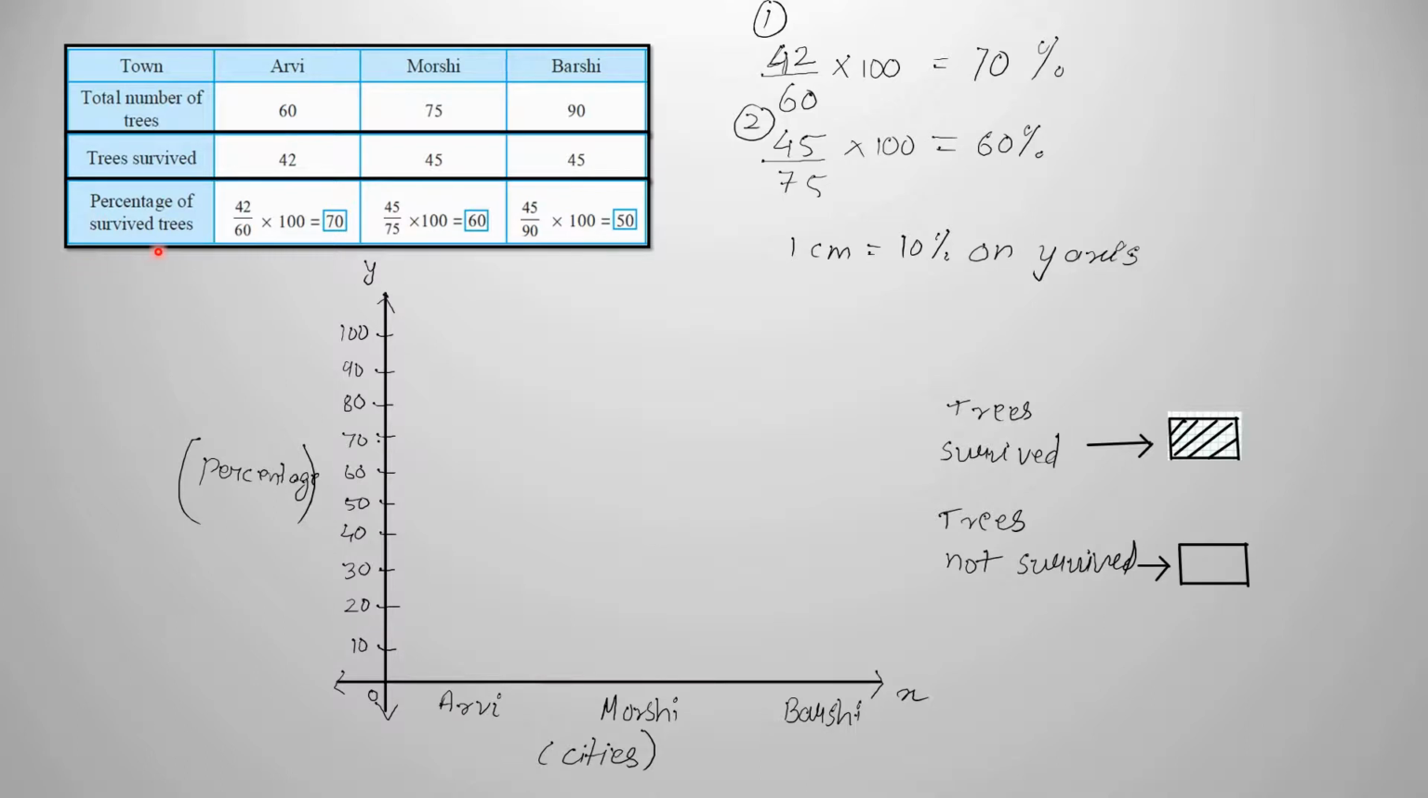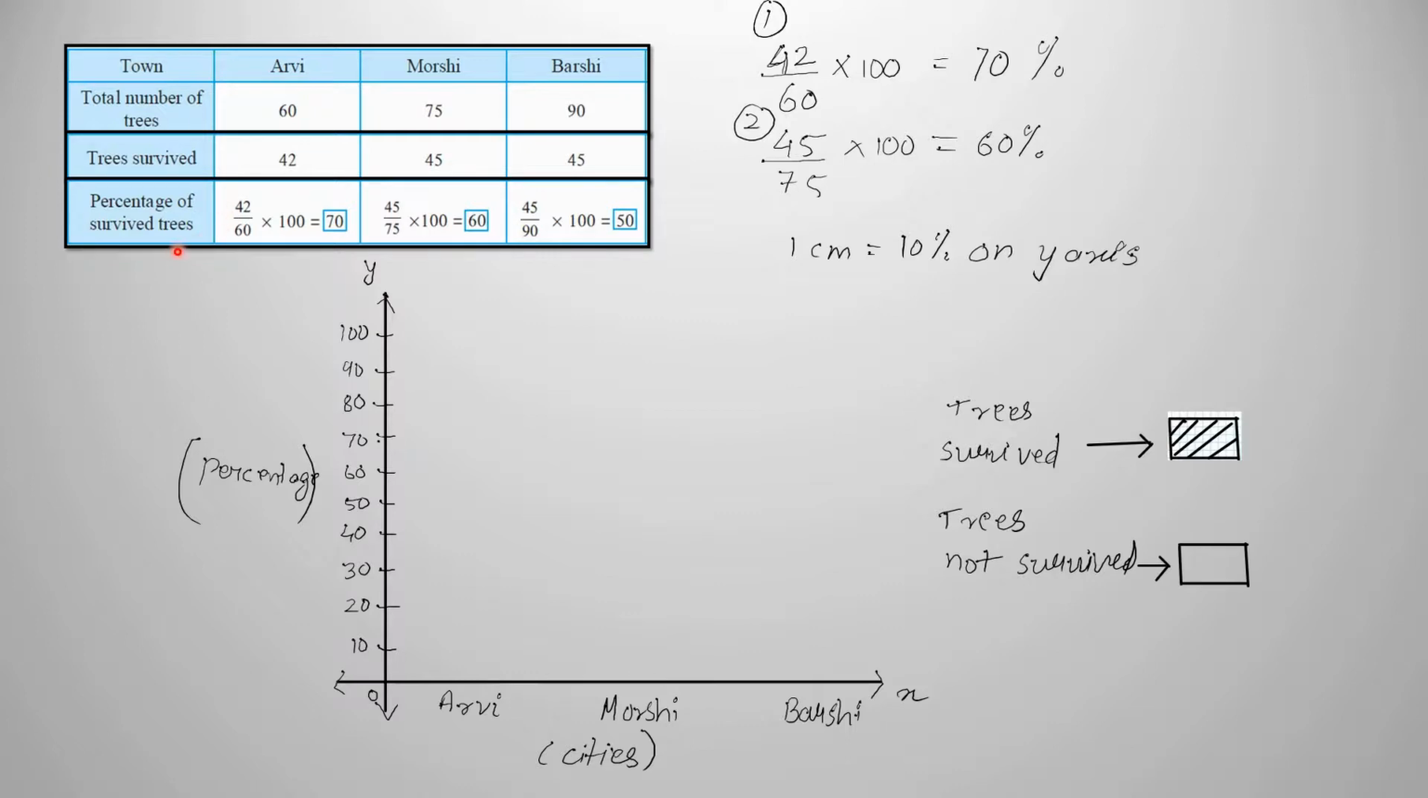Now let us draw a percentage bar graph. In this percentage bar graph, three towns are given: Arvi, Morshi and Barshi. And the total number of trees planted is also mentioned. So the total number of trees in Arvi is 60, in Morshi is 75 and in Barshi is 90. While trees survived in Arvi is 42, in Morshi is 45 and in Barshi it's also 45. Now we have to draw a percentage bar graph denoting each of the cities.